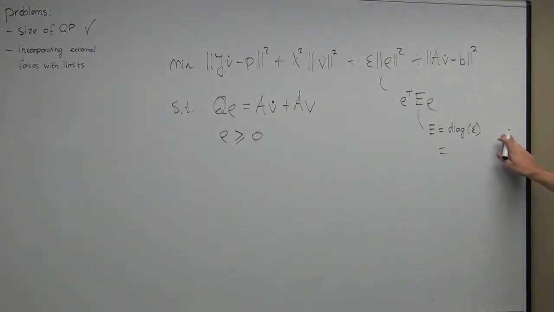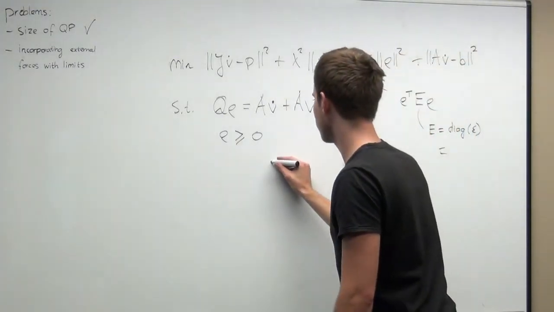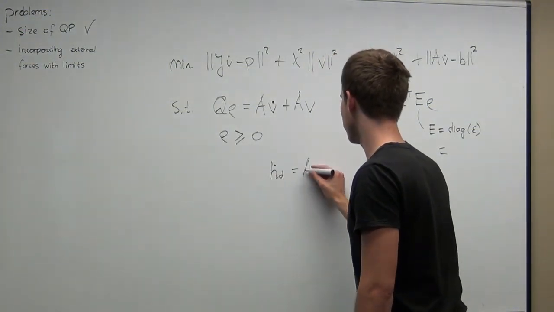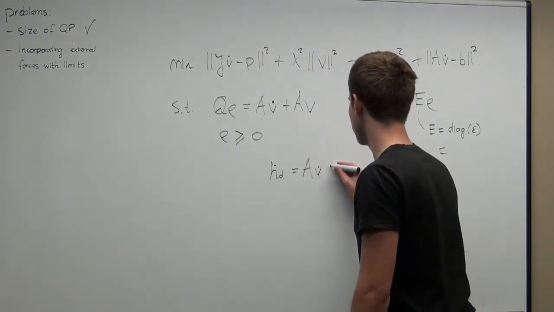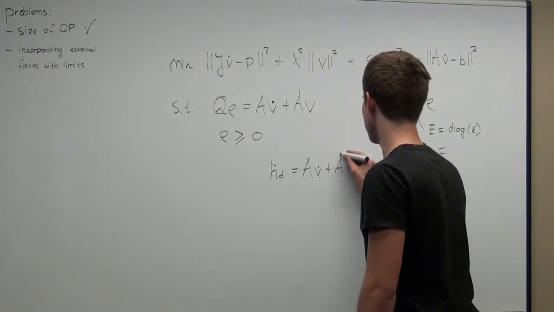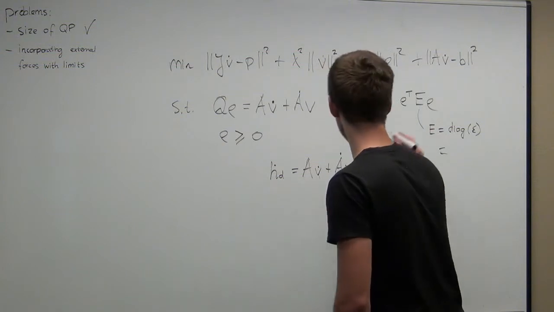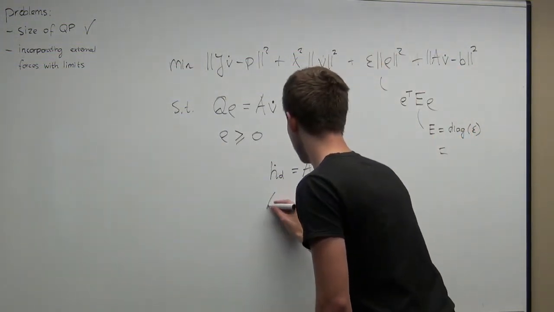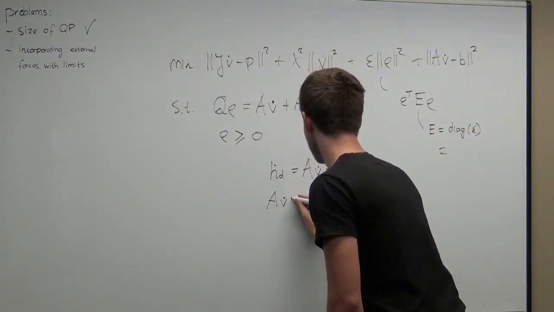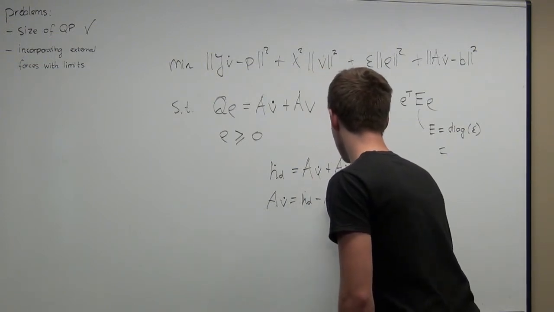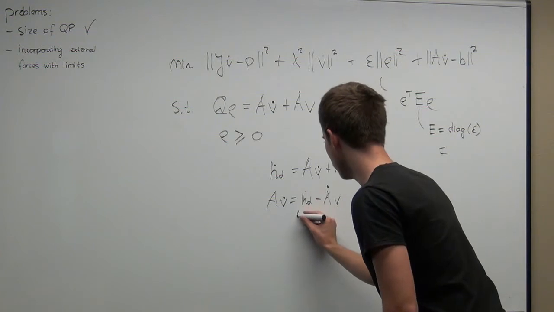So if you have a certain h dot that you want, an h dot desired, then that's going to be a v dot plus a dot v. If you write that in this form, you get a v dot equals h dot d minus a dot v. So this would be b.